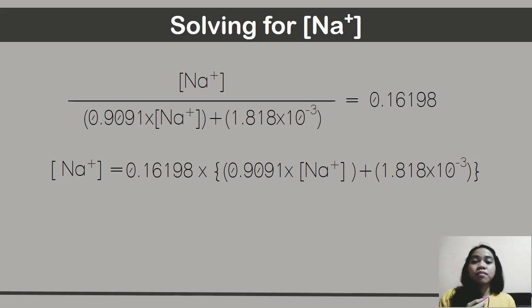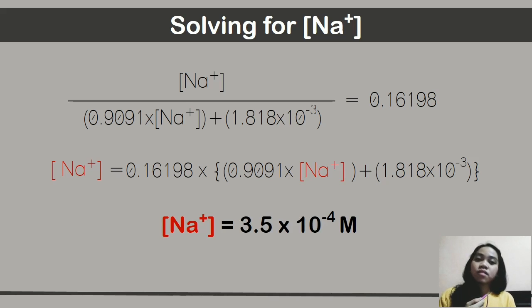We just need to isolate the Na+ here. Just distribute the 0.16198 inside, then you can already isolate the Na+. Then the Na+ there, calculating further, we will end up with this answer. So this is the molarity of the Na+ solution: 3.5 times 10 to the negative 4 molar.